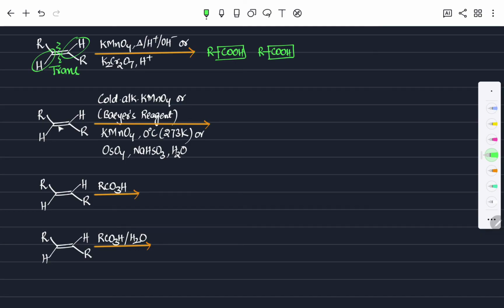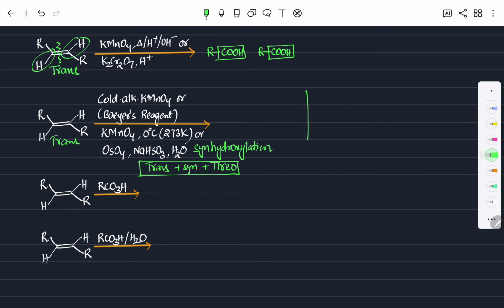The second one, trans alkene treated with Baeyer's reagent, cold alkaline KMnO4, KMnO4 at 0 degrees Celsius, cold KMnO4, OsO4, NaHSO3, water. So this reaction is an example of syn hydroxylation. So trans compound, syn hydroxylation. We get threo type of compound.